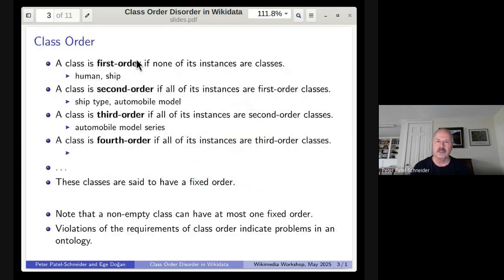Class order is an important aspect of complex ontologies like the Wikidata ontology. In a nutshell, a class is first order if none of its instances are classes, a class is second order if all of its instances are first order classes, a class is third order if all of its instances are second order classes, and so on. Such classes are said to have a fixed order. Note that a non-empty class can have at most one fixed order. Violations of the requirements of class order indicate problems in an ontology.